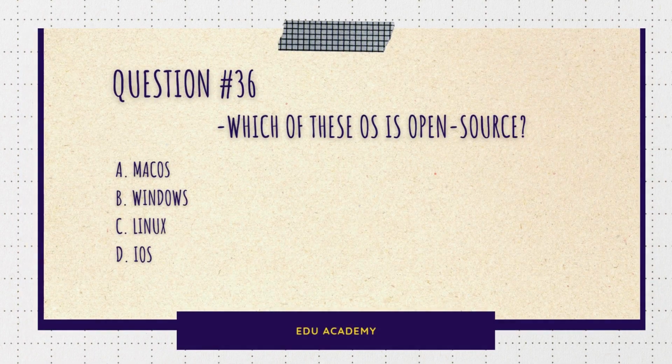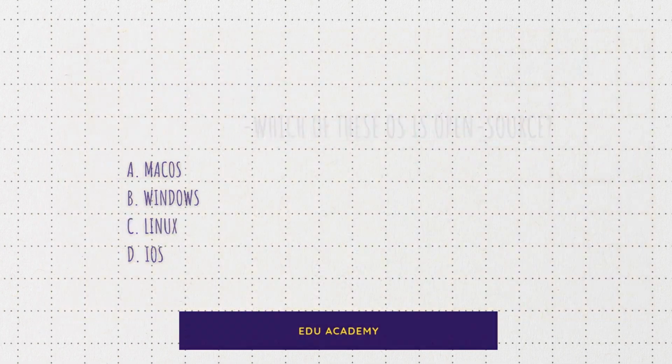Question 36. Which of these operating systems is open source? A. Mac OS. B. Windows. C. Linux. D. iOS. You have 10 seconds to answer.